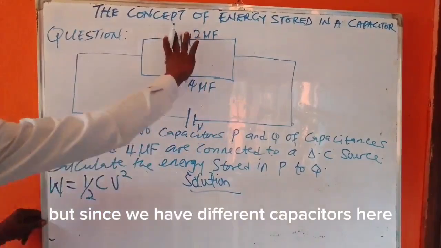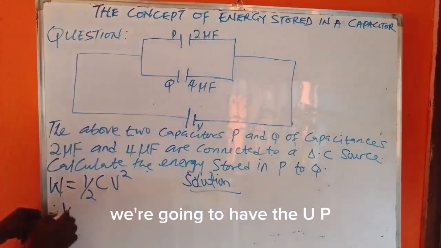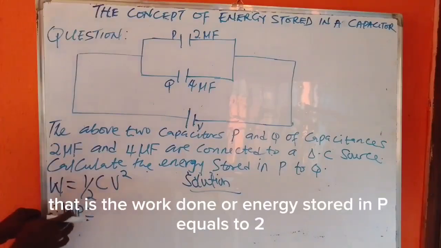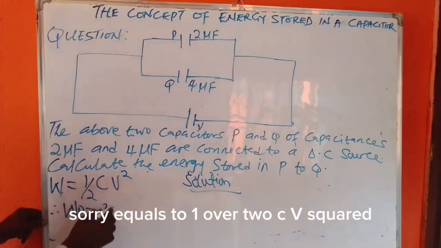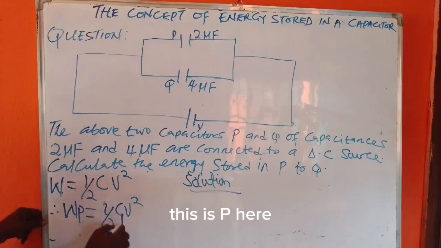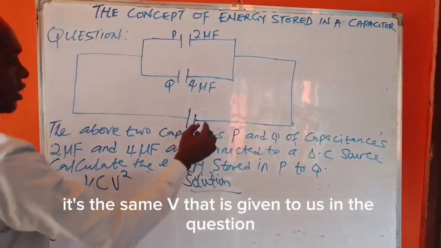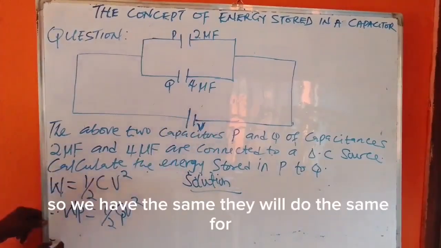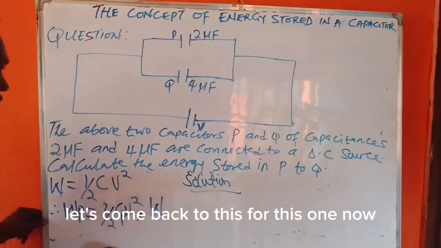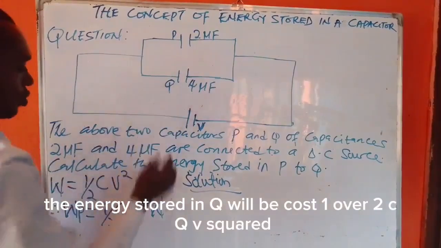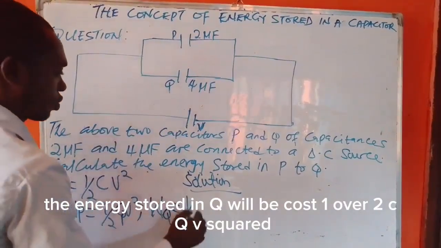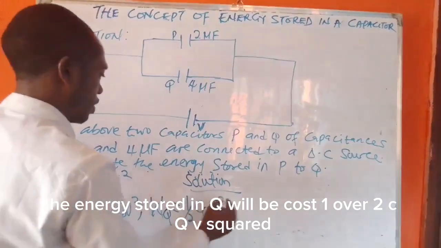But since we have different capacitors here, we're going to have WP, that's the work done or energy stored in P, equals 1 over 2 C P V squared. The voltage is the same, so we're not putting P here. It's the same V that is given to us in the question. For this one now, the energy stored in Q will be equal to 1 over 2 C Q V squared.